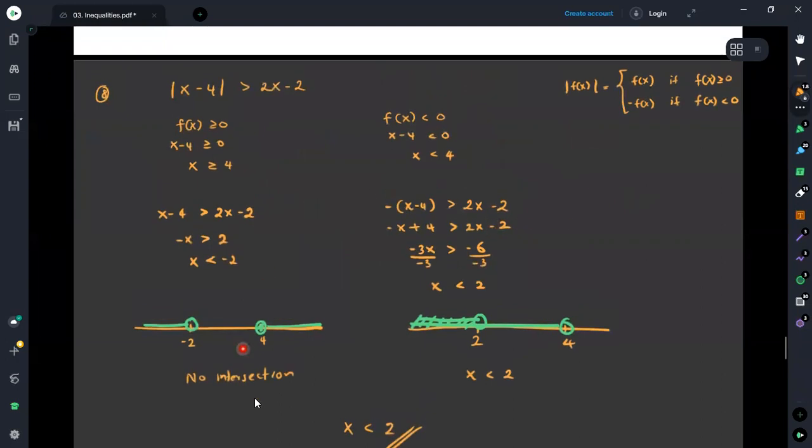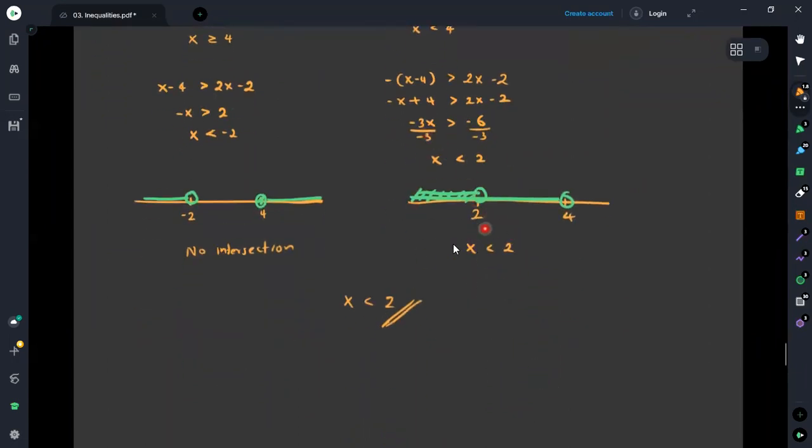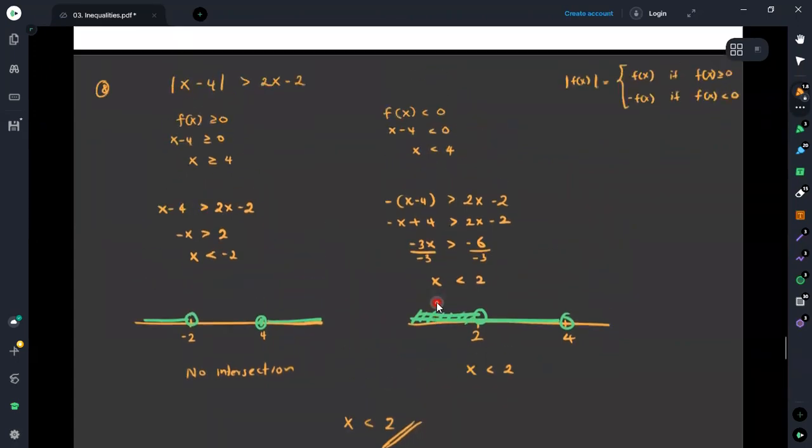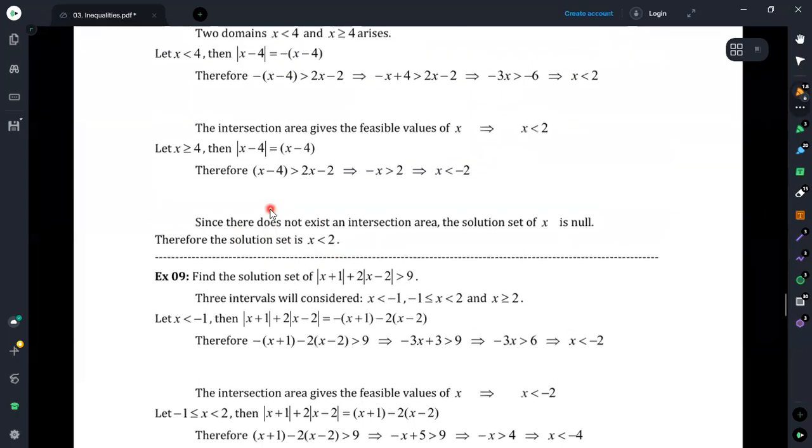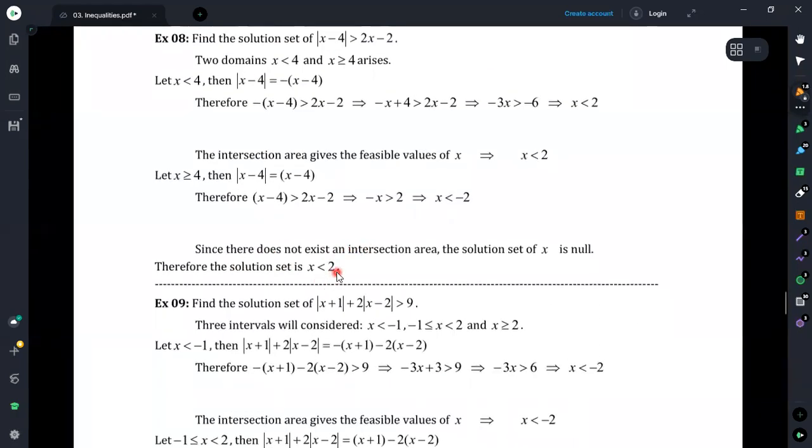It is because in the first region, we cannot find any intersections. We just identified the two regions only. No intersection was there. But here x less than 4 and x less than 2 was considered. Therefore, the intersection region is just x less than 2. Therefore, it would be the final answer which satisfies this inequality. We can say the solution set is x less than 2.